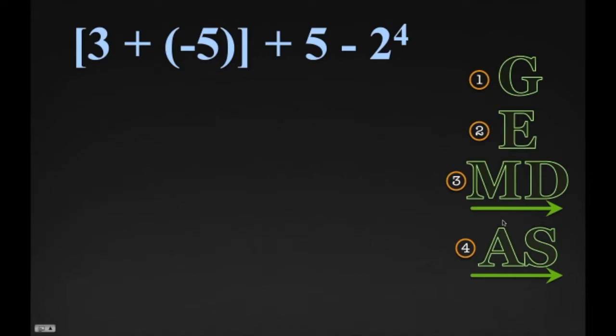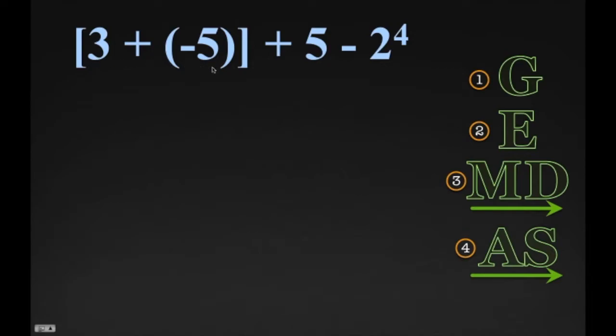So let's start the question with step 1, grouping symbols. What grouping symbols do you see here? Remember, it was originally parentheses, but any kind of grouping symbol, such as brackets, count. So here in brackets, I have 3 plus negative 5. So we'll do that first.